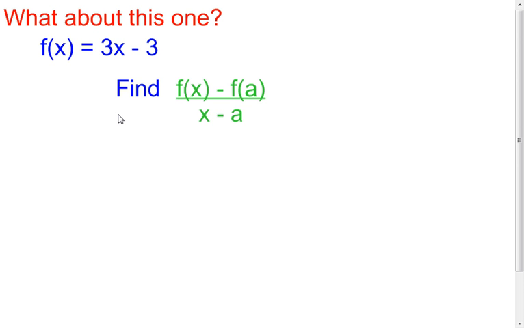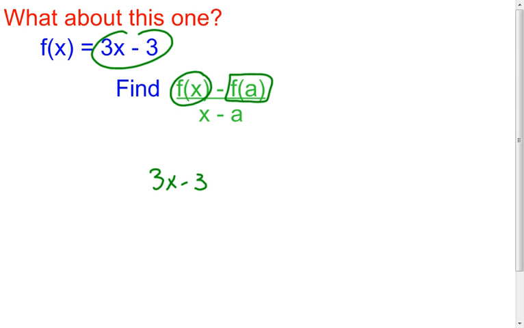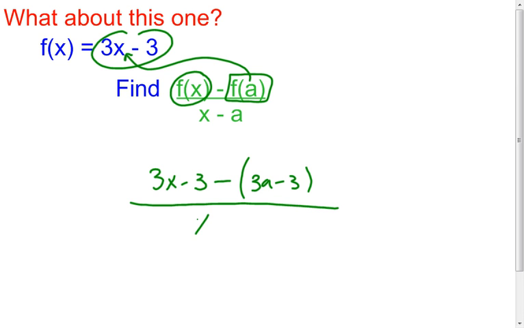If I'm asking you to find f of x minus f of a over x minus a, okay, a little tricky, but f of x I already have. It's right here. So that's 3x minus 3. Okay? F of a means I want you to put a in here, and I want you to subtract that whole quantity. So I want to subtract 3a minus 3. And again, you have to remember to subtract that whole quantity. And then I have x minus a over here.